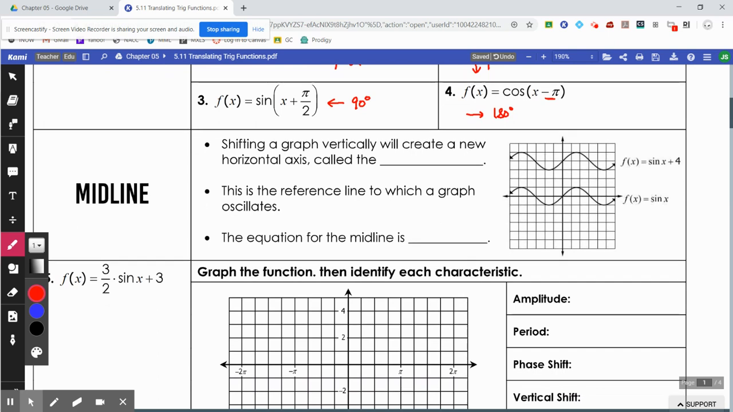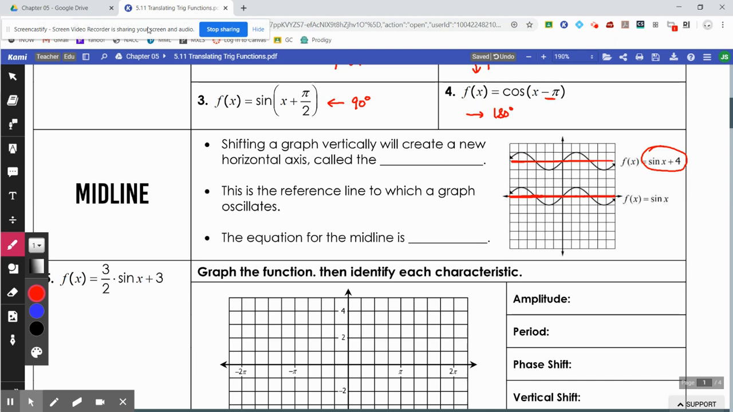Now, a midline. I kind of touched on this as we were graphing in the last section: the midline is the middle of the graph. It's kind of like if this was an actual ocean wave. If the waves quit going, where does it level out to? So here would be the middle line, or the midline. Now notice here in this one, that midline got shifted up 4 units. This is a sine of x plus 4. So when you add 4 to it, it's going to shift your entire graph up, including that middle line.